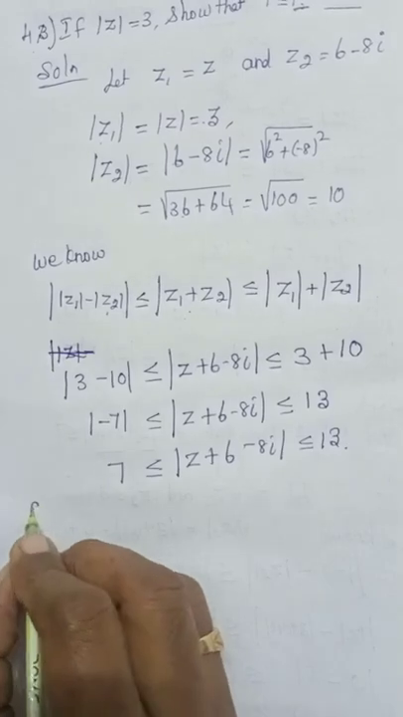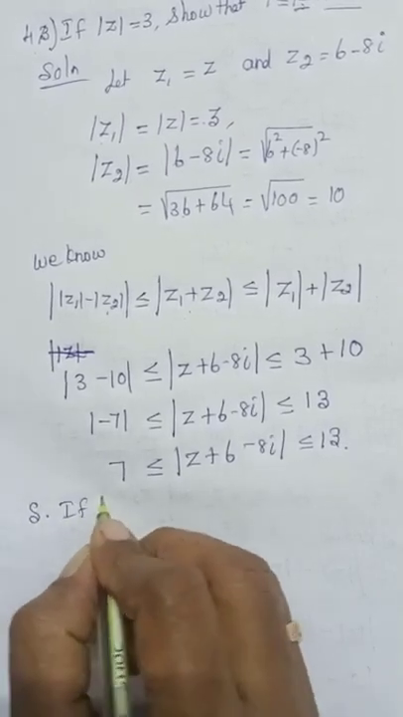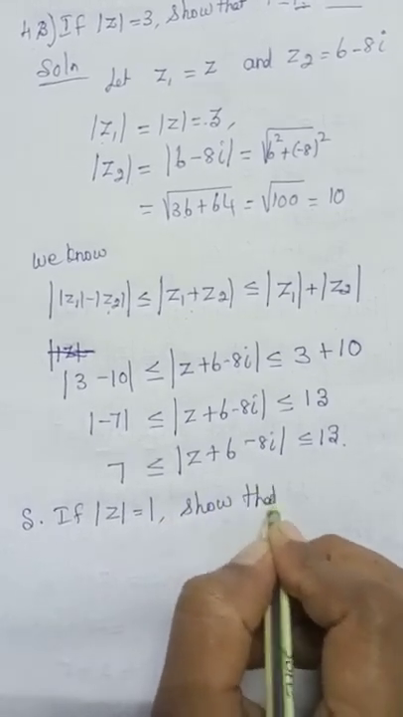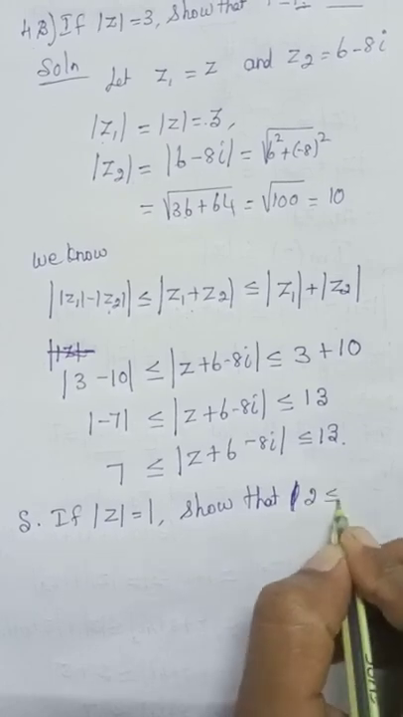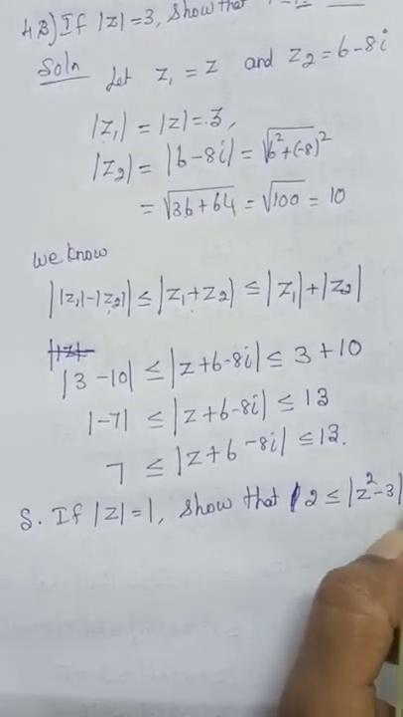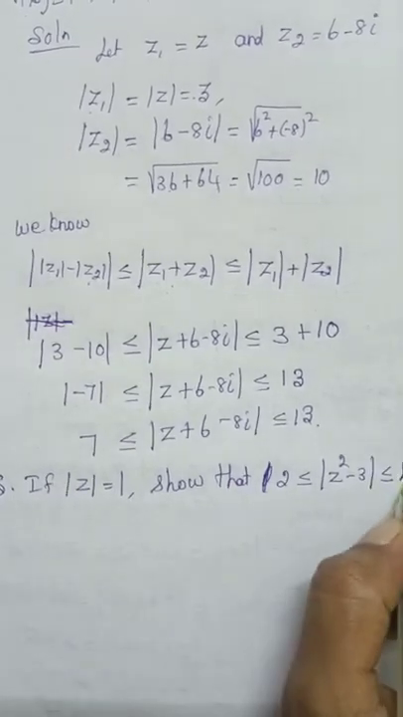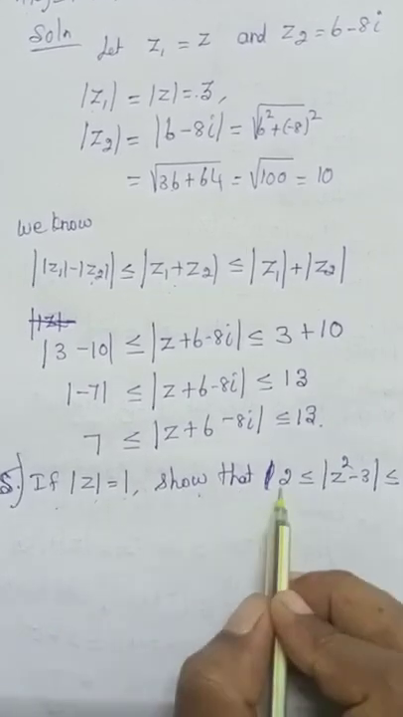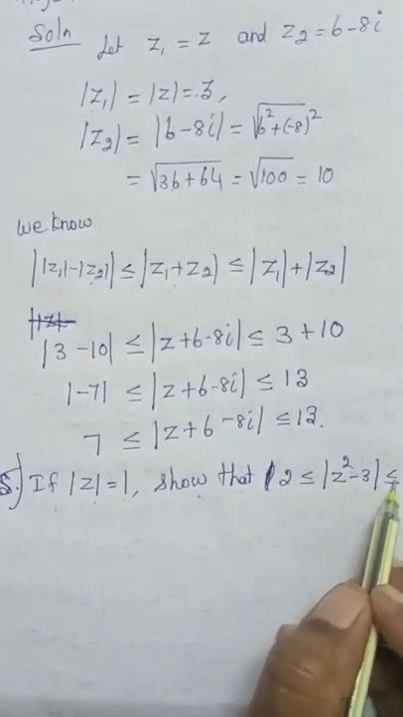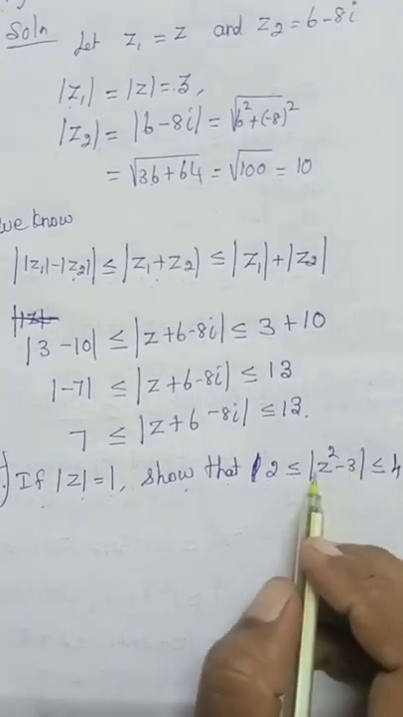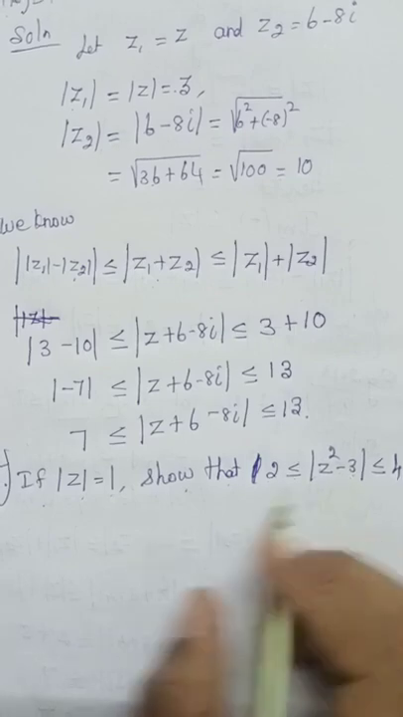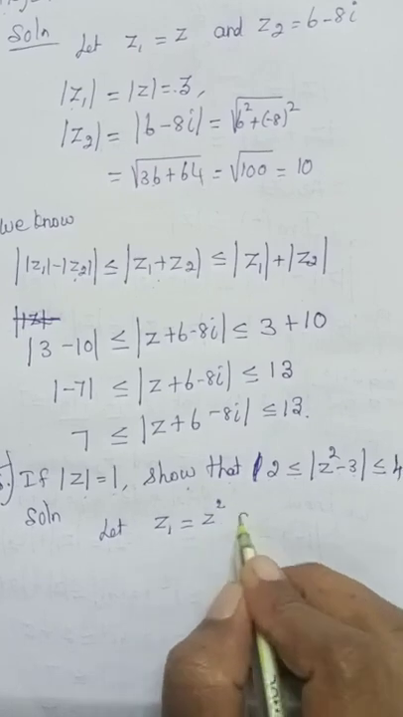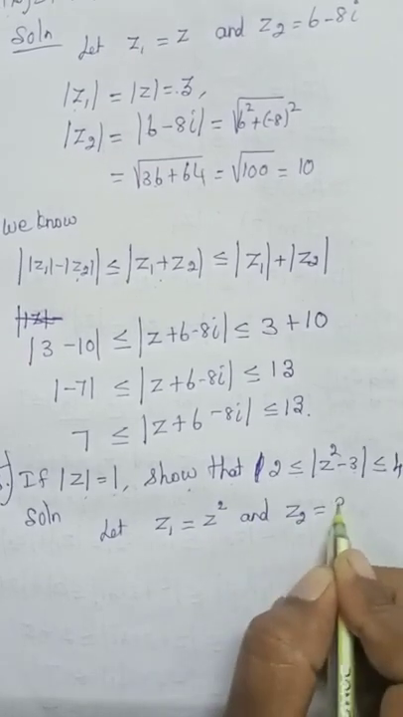Same way, problem number 5: if modulus z is equal to 1, show that 2 less than or equal to modulus z square minus 3 less than or equal to 4. So here z square minus 3 is there. So I am going to take, let z1 is equal to z square and z2 is equal to 3.